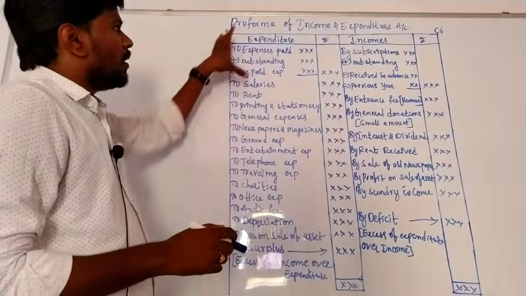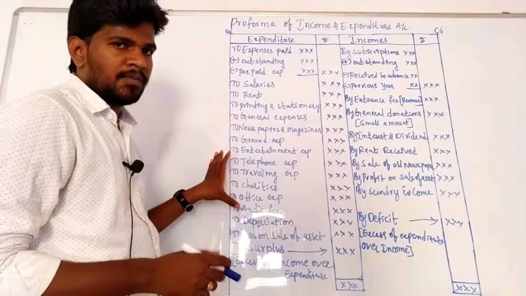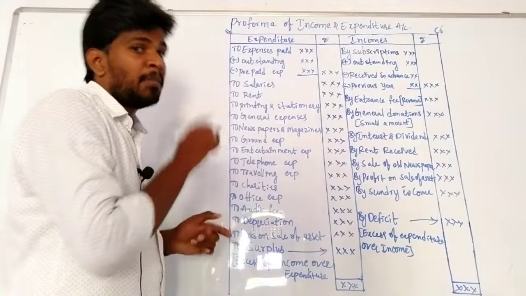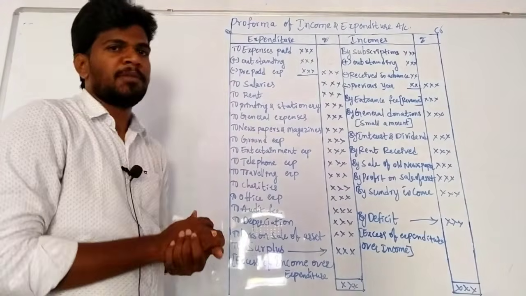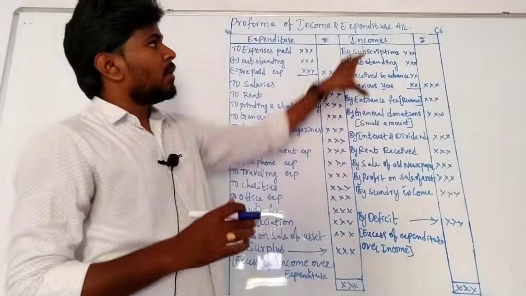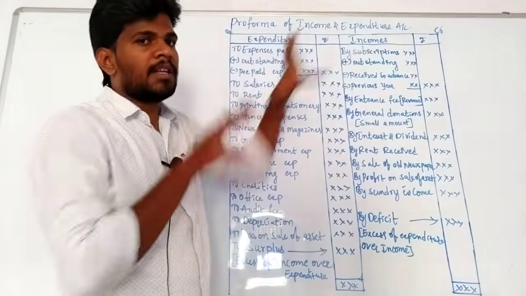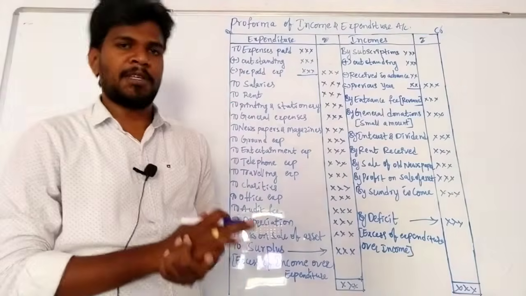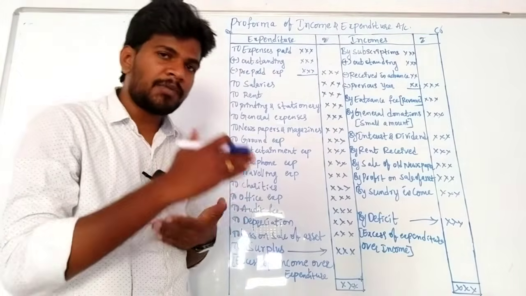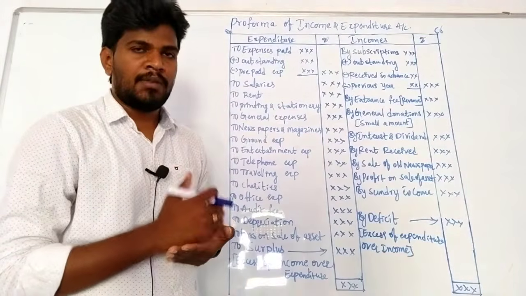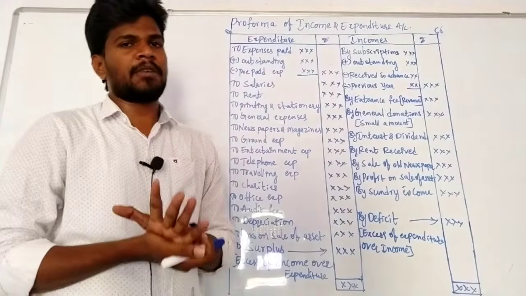Here, all expenses will be taken from the payment side of receipts and payments account. Next, all the incomes will be taken from the receipt side of receipts and payments account. So, with the help of the receipts and payments account, we have to prepare income and expenditure account.